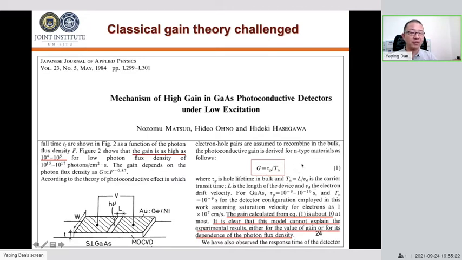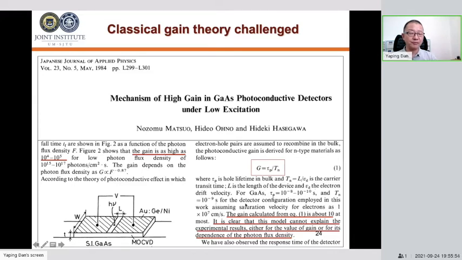The latter term, the difference of mu p and mu n, is very small. It's not a big number, so actually we can ignore that part. If we carefully calculate this equation, the Japanese scientists found tau p is equal to 10 to the minus 8 to 10 to the minus 10, with a certain uncertainty, but it should be in this range with very high confidence. And the transit time is 10 to the minus 9.